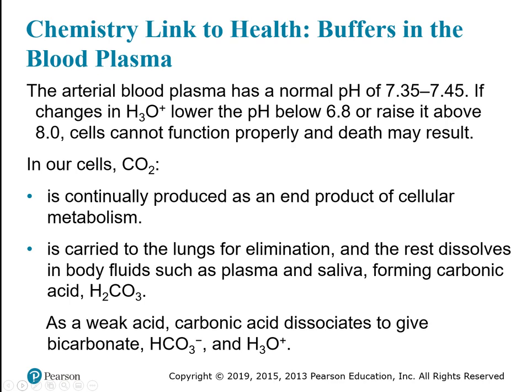So let's link all of this that we're talking about with the buffers and different solutions to something in the body. Your blood plasma has a normal pH somewhere in the ballpark of 7.4. If your acid concentration in your blood causes the pH to fall below 6.8, or if you don't have enough acid in your blood and your pH rises above 8, you're going to have some major issues with cellular function.